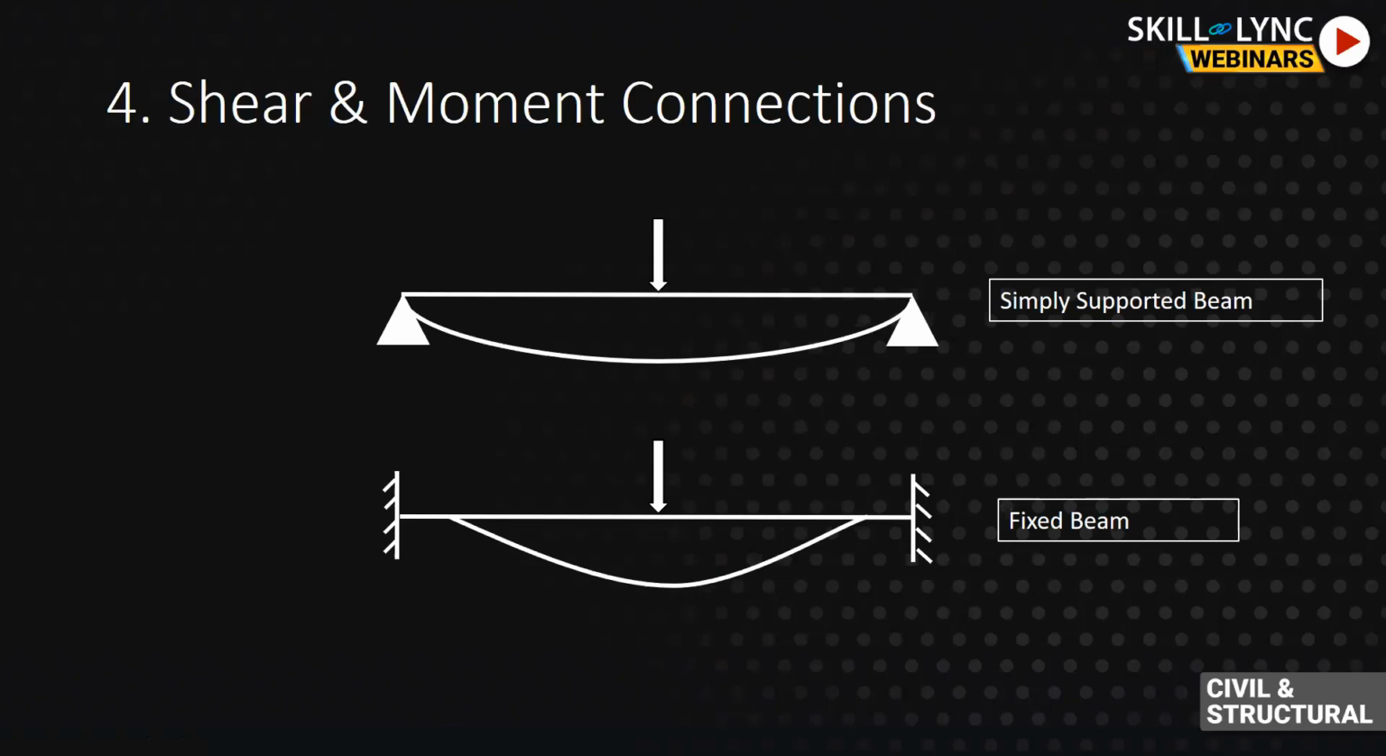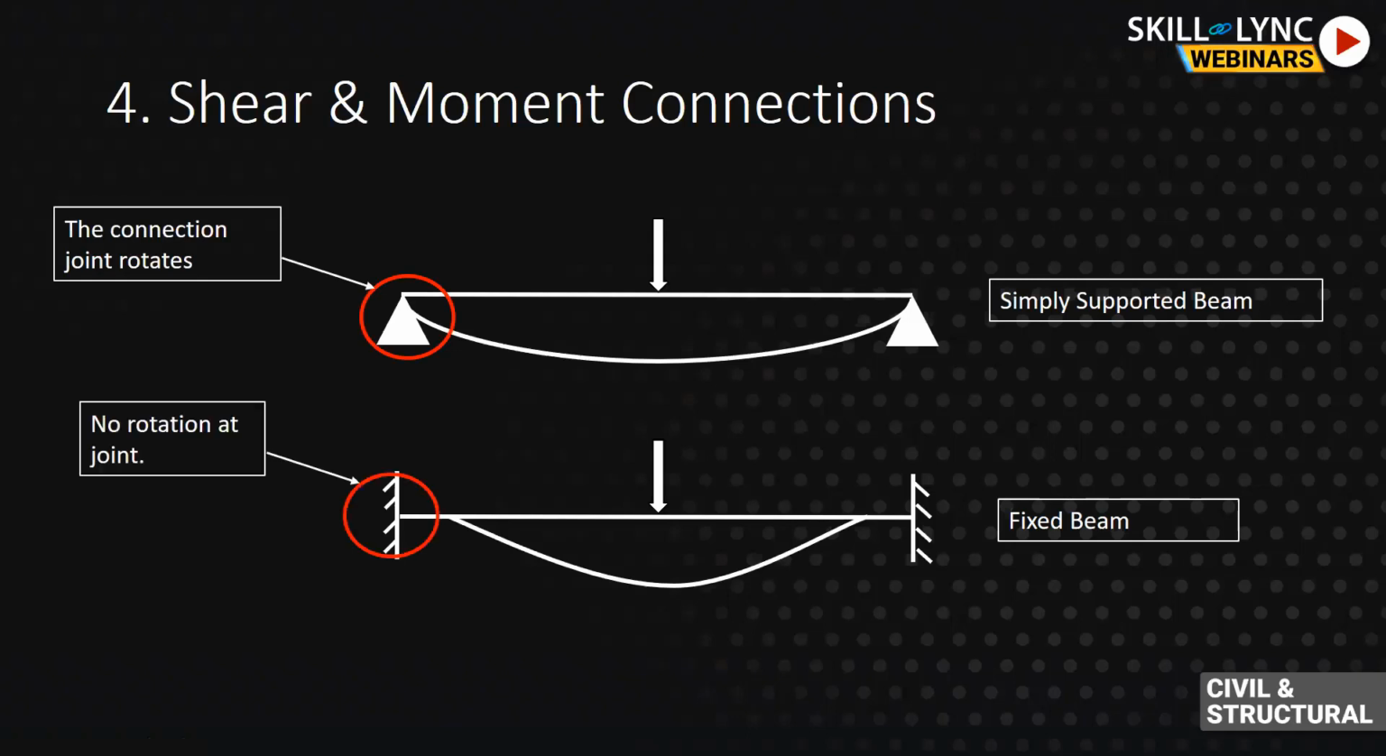So what this means is that the connection joint rotates for a simply supported beam and it does not rotate for a fixed beam. So the main difference between the shear connection and a moment connection is their ability to resist rotation. A moment connection will be able to resist rotation and a simply supported or a shear connection will not be able to do so.